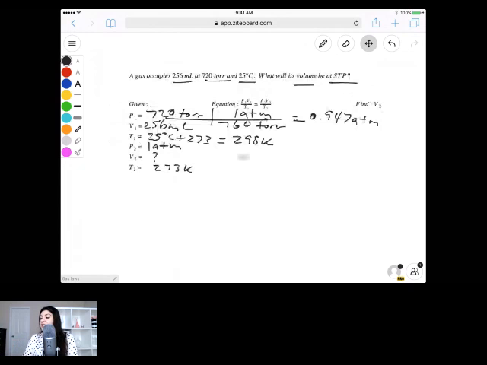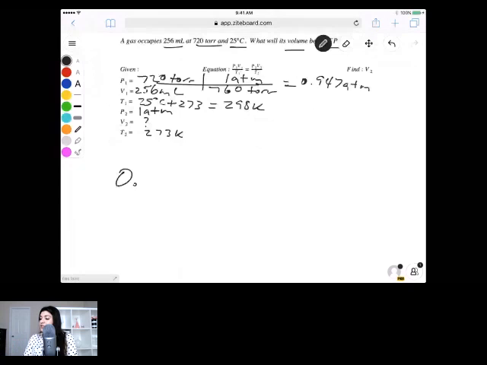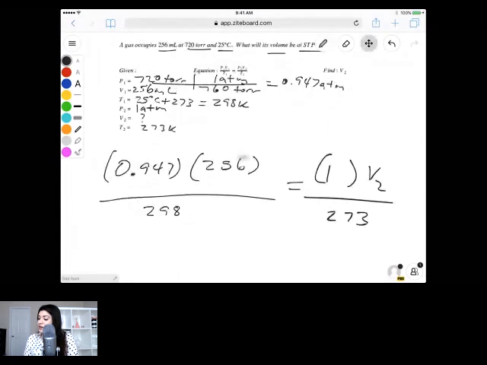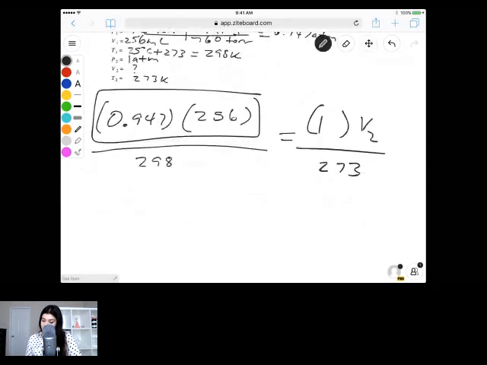So in our case, we'll see that P1 was what we just converted into atmospheres, and then times our volume, our V1 was 256. And then divided by our temperature, so 298 Kelvin. And P2 was just 1 atmosphere. V2 is what we're solving for. And 273 is our next temperature. So I'm going to start off with just multiplying these two values. 242.